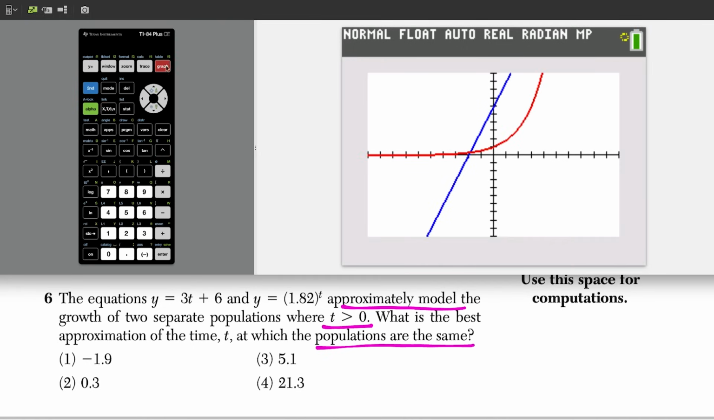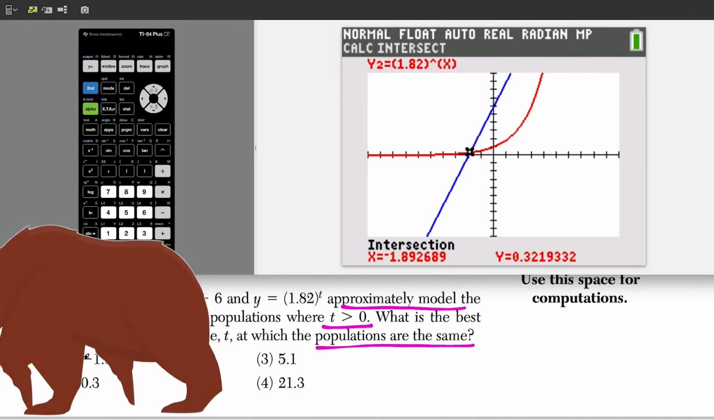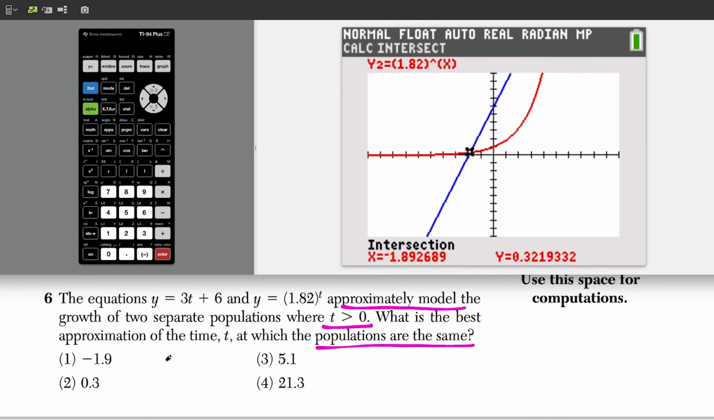So we press graph, and just looking at this right away, we could see that we have a point of intersection here. So if we press second trace 5, and we go up to this, and we press enter 3 times, this is going to tell us that one of our points of intersection happened to the nearest 10th. If we round to the nearest 10th, we have x equals negative 1.9. So choice 1 should be our answer. But no, choice 1 is a very dangerous bear trap. Notice they said where t is greater than 0.